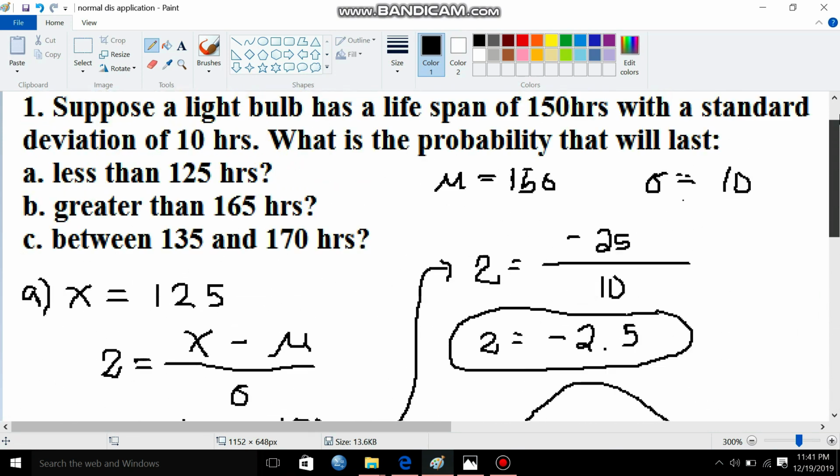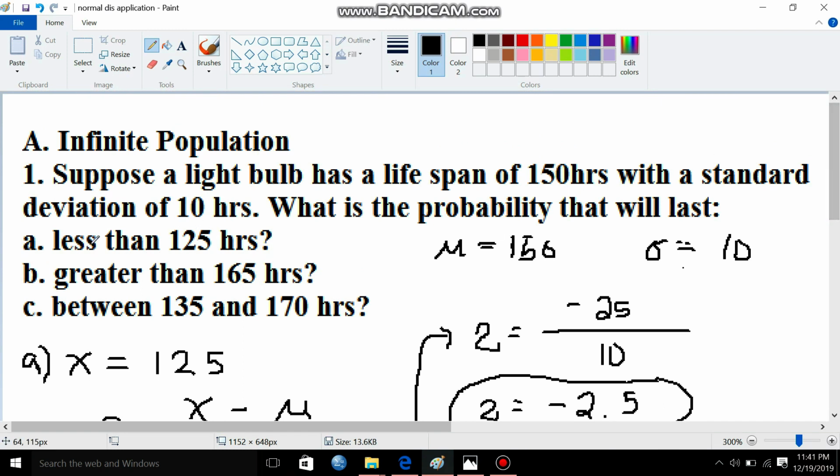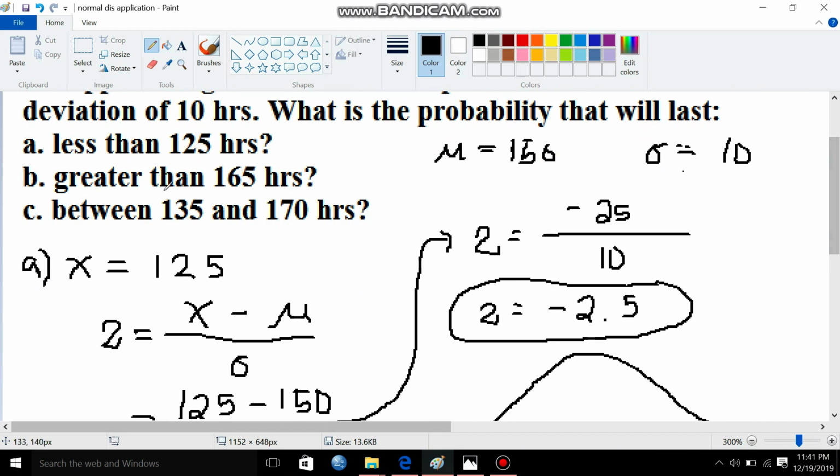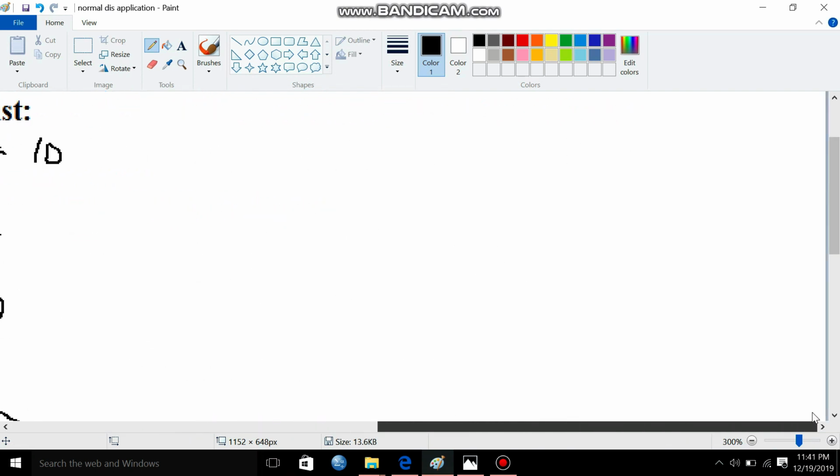Okay, so we're finished with less than and greater than. Let us now proceed to in between. For in between, we need to first solve for the z-score of 135 and also the z-score of 170. So for letter C, we have x equals 135. Okay, so we will have z sub 1.